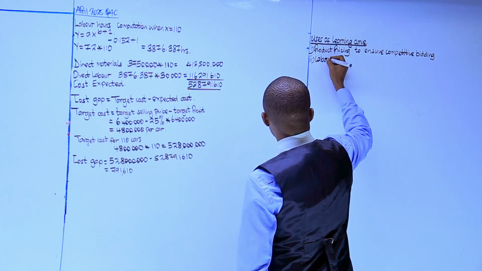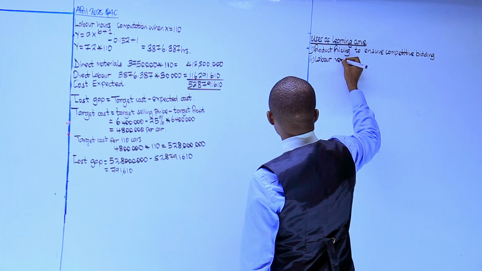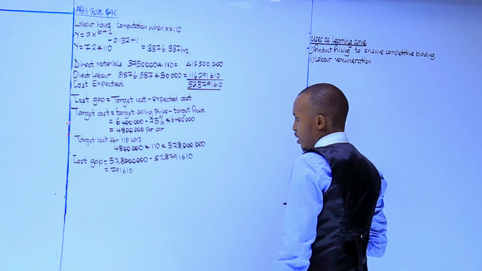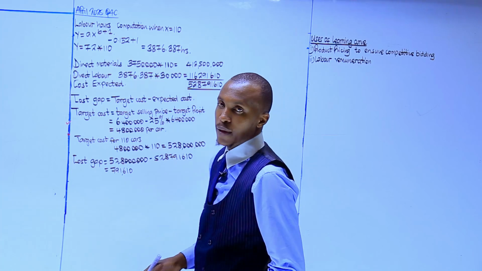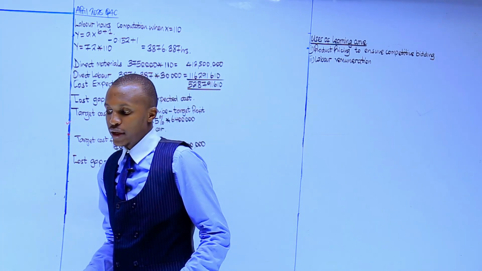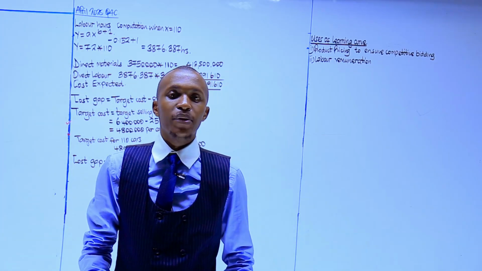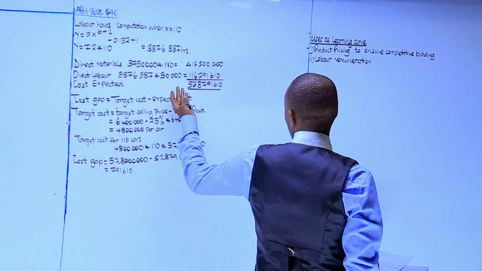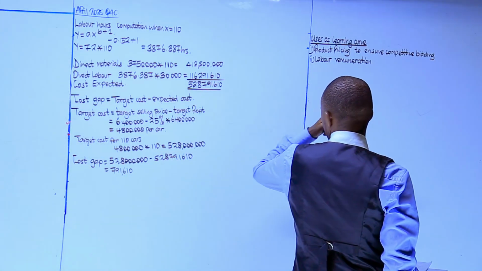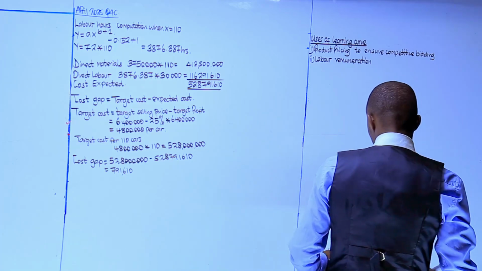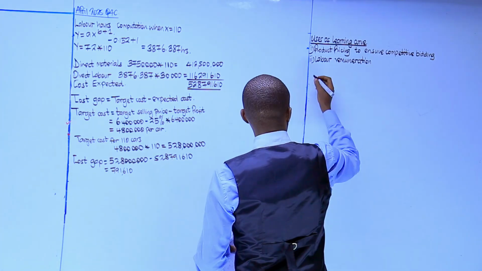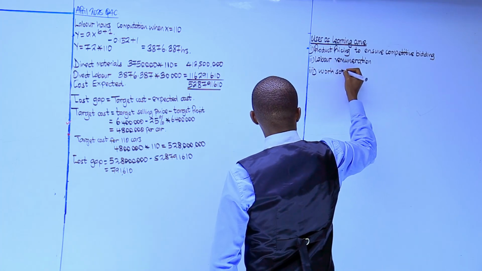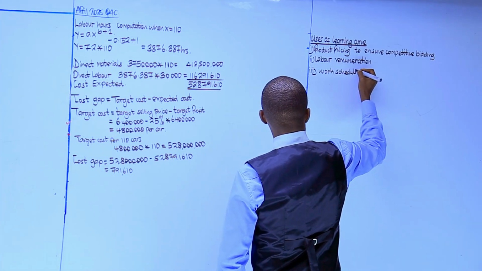Then the second use of it is to determine labor remuneration. Labor remuneration here is simply the amount people engaged to work will be compensated and paid. For example, here the labor owed to the employees will be 116, 291, 600 and 10.